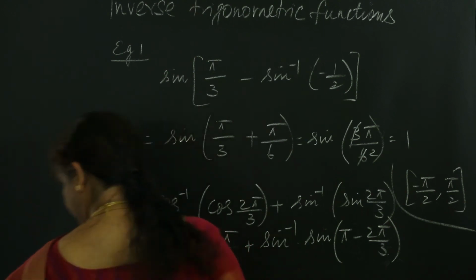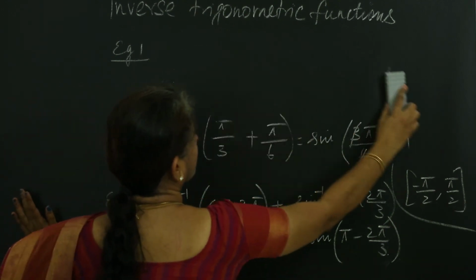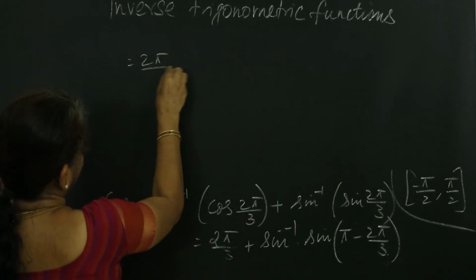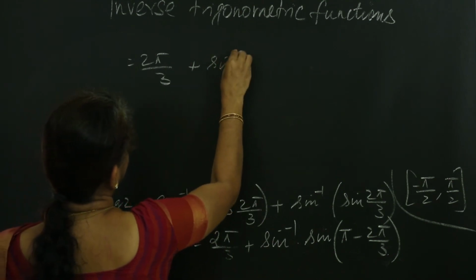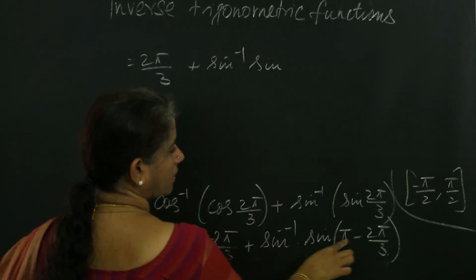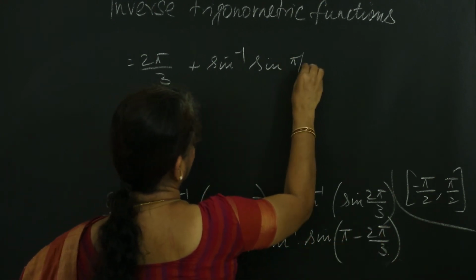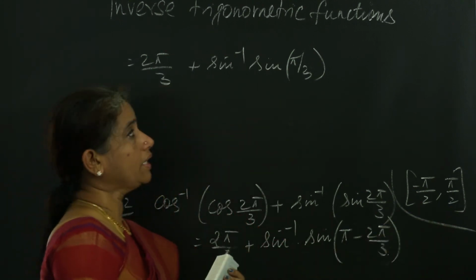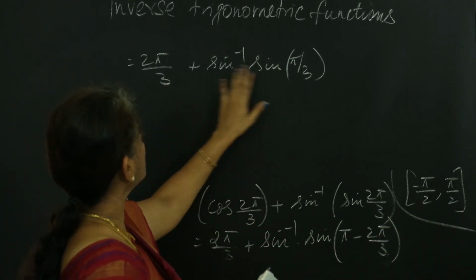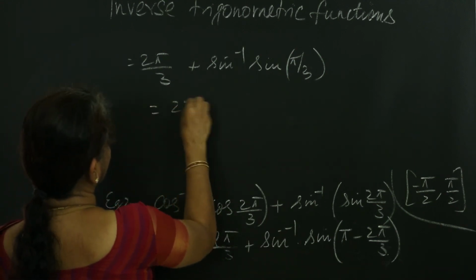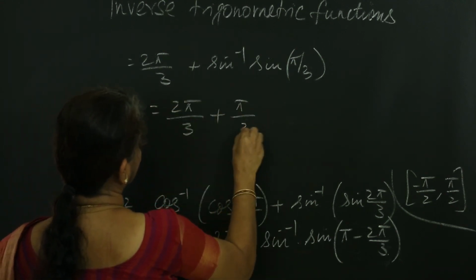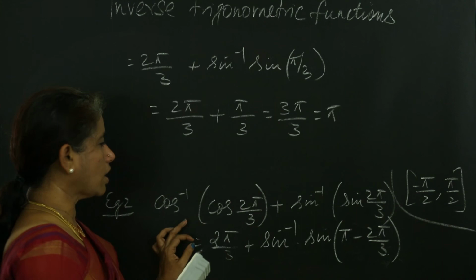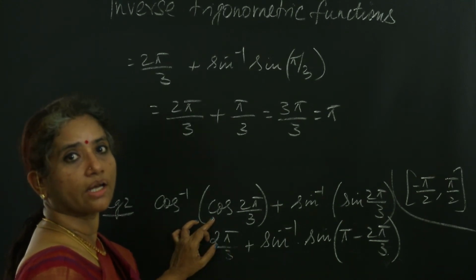So this is nothing but 2 pi by 3 plus sine inverse sine, and pi minus 2 pi by 3 is pi by 3. Now pi by 3 is in between minus pi by 2 to pi by 2. So sine inverse and sine will go off. So this is nothing but 2 pi by 3 plus pi by 3, which is equal to 3 pi by 3, which is pi.